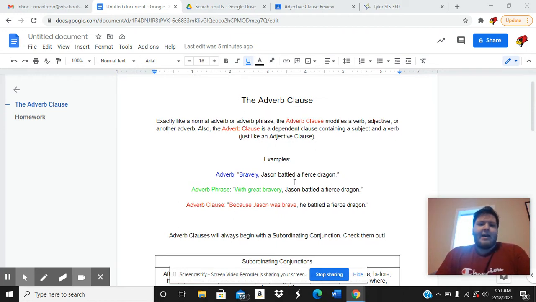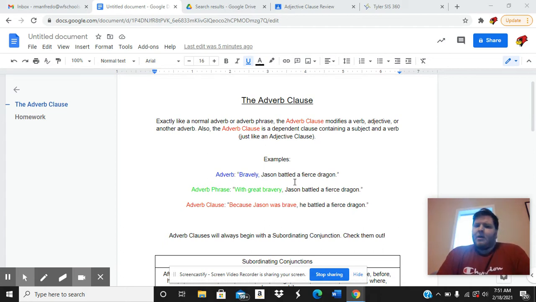So, what is an adverb? An adverb modifies a verb, adjective, or another adverb. We've gone over that. You should know it. We took an 8 parts of speech test. But an adverb clause does exactly the same thing. Just like an adjective clause, though, it's just a bigger form of what it is functioning as. So it's just a large adverb.